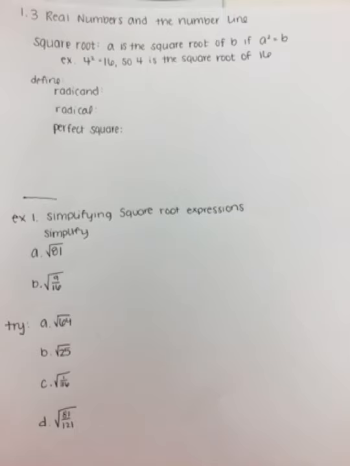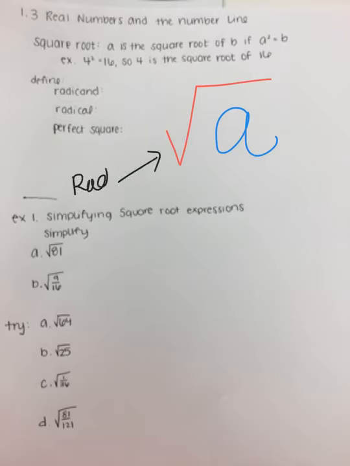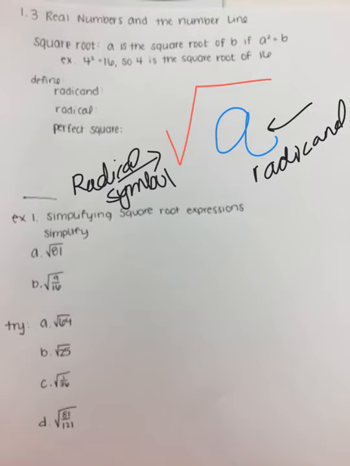So take a second to define these terms using your book: the radicand, the radical, and the perfect square. So you can pause, go look at your book, get that stuff in your notes. But we are going to work with this idea here where we have the square root sign and then a, right? So this right here, that's the radical symbol, and the radicand, okay? So if we use that terminology, that should help a little bit.